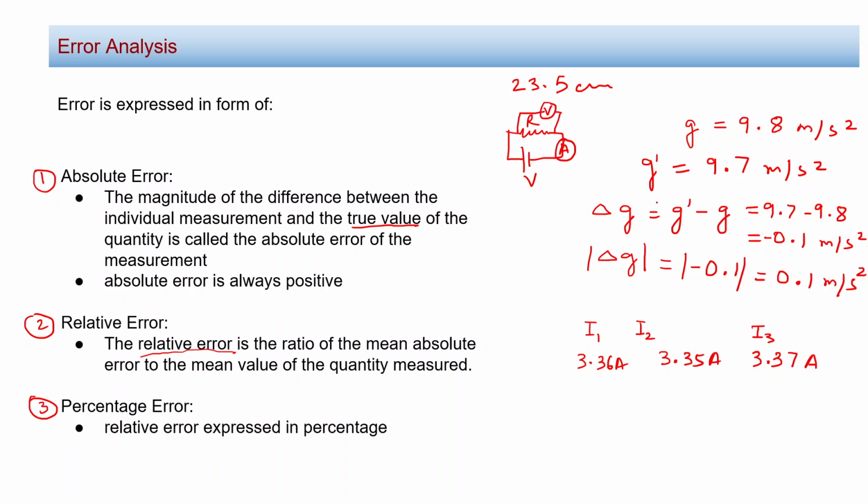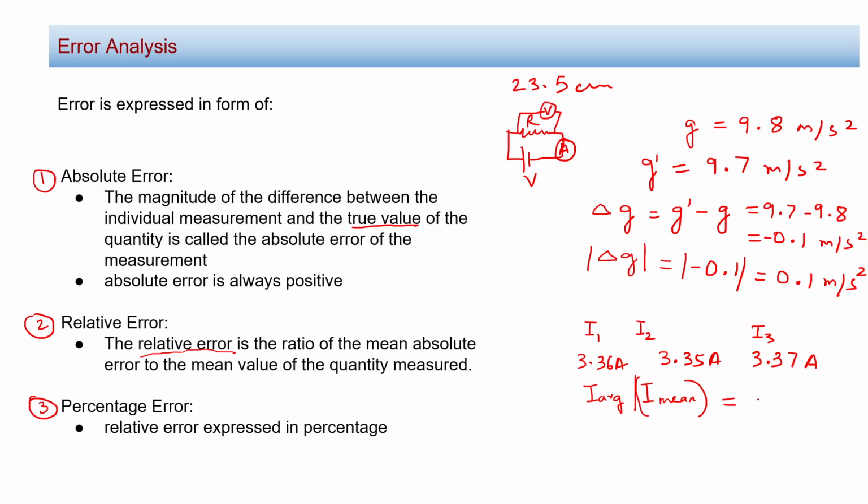Because we don't know the true value, unlike in the earlier experiment, generally what we take as the true value is the mean. Whenever we carry out any experiment, we repeat it many times. This is also done to reduce the error, as we discussed earlier. When we take the average of these three values, whatever we get, we treat as the true value. We call it the mean measured value. So this is I1, I2, I3, and then I average, or we can call it I mean. Both are correct. So this will be the average of these three values.